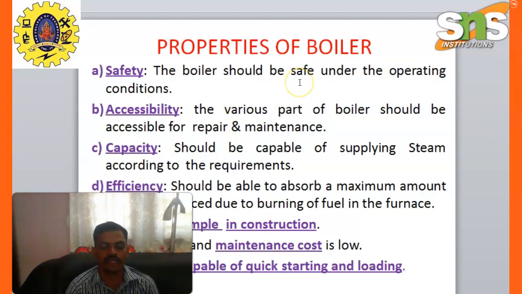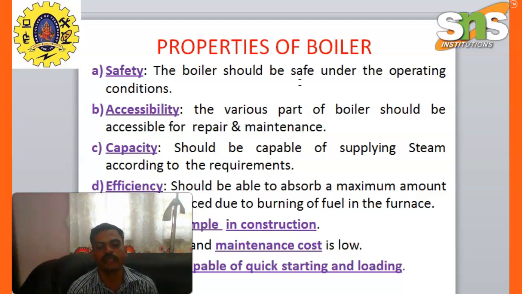These are the properties of a boiler: safety, accessibility, capacity, efficiency. The boiler should be safe under the operating conditions. Accessibility: the various parts of the boiler should be accessible for repair and maintenance. Capacity: it should be capable of supplying steam according to the requirements. Efficiency: it should be able to absorb the maximum amount of heat produced by burning of fuel in the furnace.